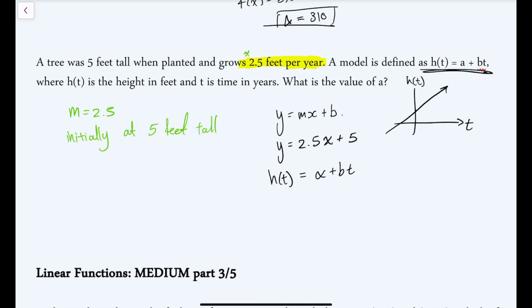This graph looks like this for reference, with a slope of 2.5. So then, matching that up, we can say h at t is equal to 5 plus 2.5t. Therefore, they're asking for the value of a, which is equal to 5.